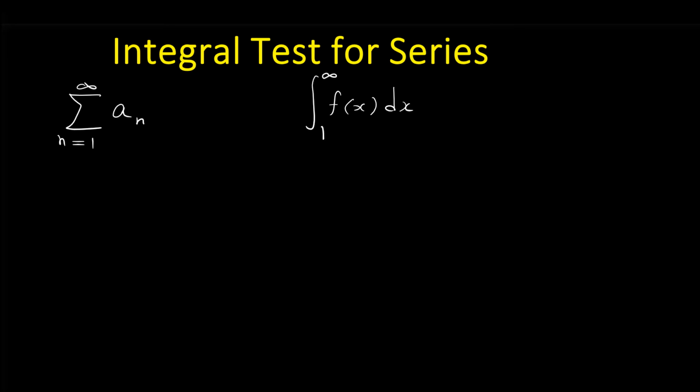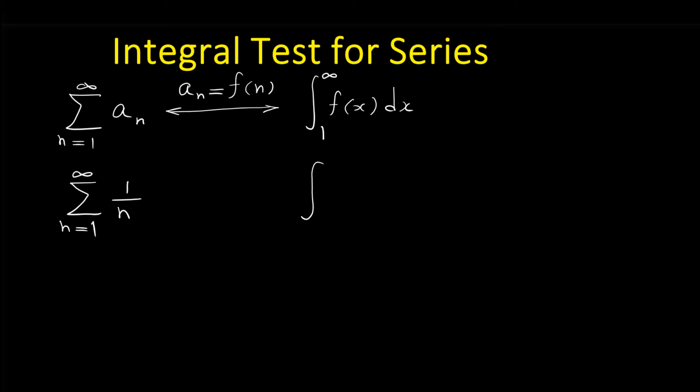The relation between this series and this integral is that f of x is the function associated to this series. By associated, I mean the function f of x is a function such that f of n is a sub n. For example, to have a better understanding of this relation, suppose the given series is sigma n from 1 to infinity of 1 over n. Then the integral associated to this series is the integral from 1 to infinity of 1 over x dx.